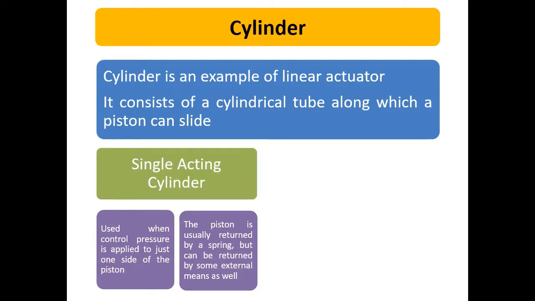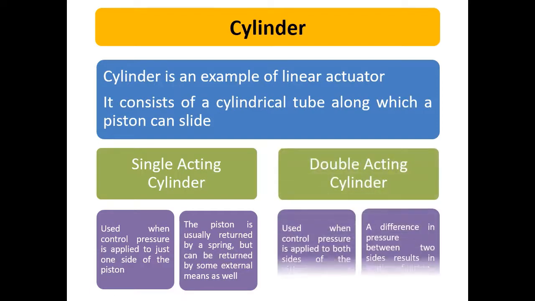First is the single acting cylinder. It is used when control pressure is applied to just one side of the piston. The piston is usually returned by a spring but can be returned by some external means as well.